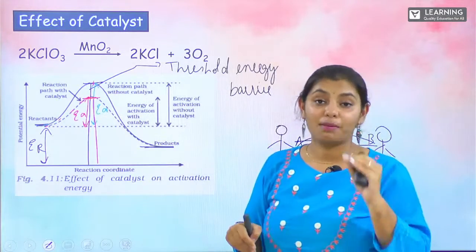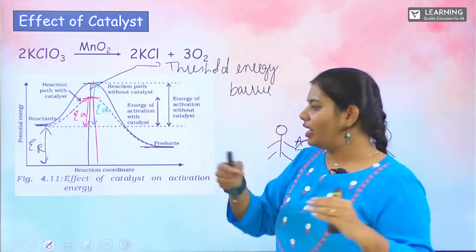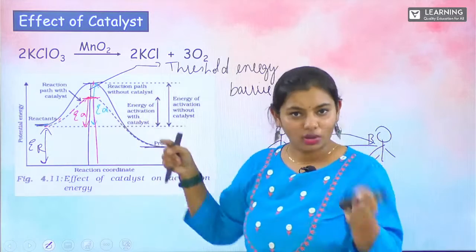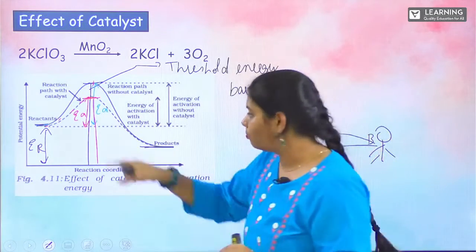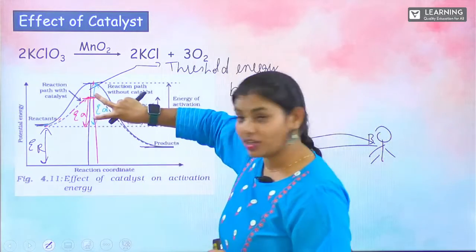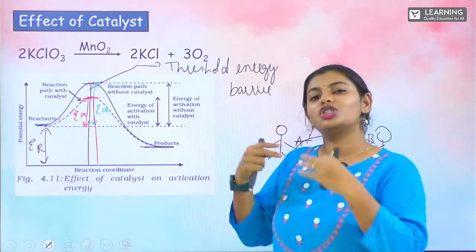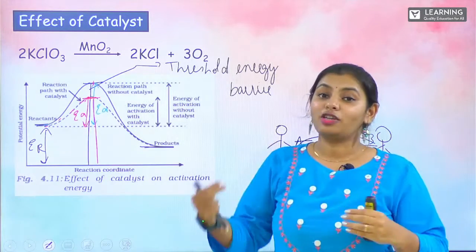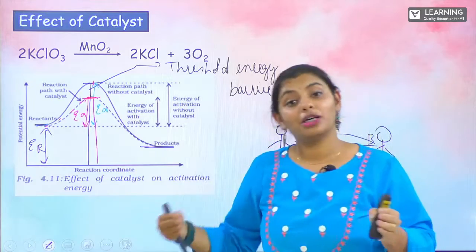The same case happens with activation energy. The activation energy was quite high without the catalyst, and then the activation energy reduced much more. You can see here, this is the activation energy. So the activation energy reduced much more, which tells us the effect of the catalyst on the rate of the reaction. So the reaction took place much faster.